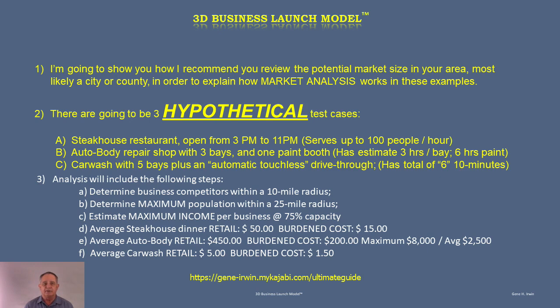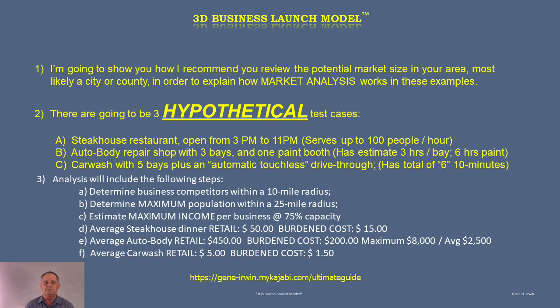Once that is figured out, the analysis will include the following steps. Number 1, determine business competitors within a 10-mile radius. Number 2, determine maximum population within a 25-mile radius. Number 3, determine and estimate maximum income for a business at 75% capacity.